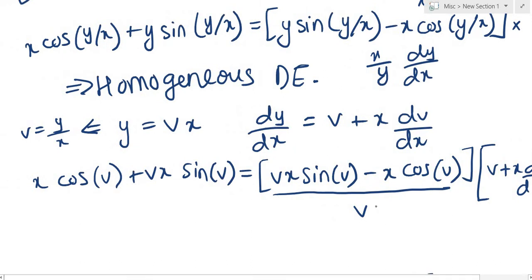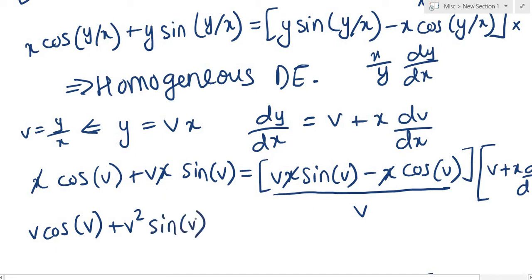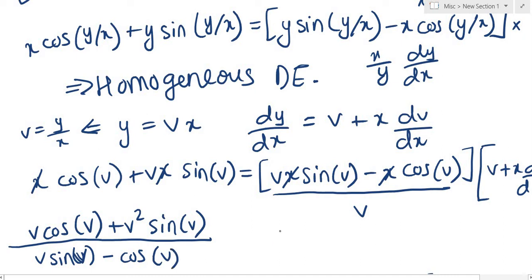Well, what can we do now? We can just cross multiply everything. But before that, let me just cancel x from all the terms. So x cancels out from all these terms, and we can multiply v then. So we have v times the cosine of v plus v squared times the sine of v divided by this factor. So we have v times the sine of v minus the cosine of v is equal to v plus x times dv by dx.